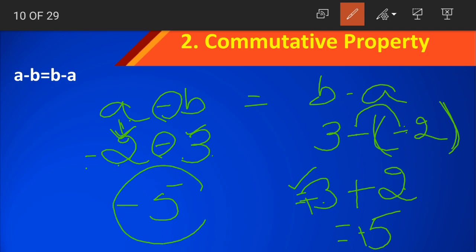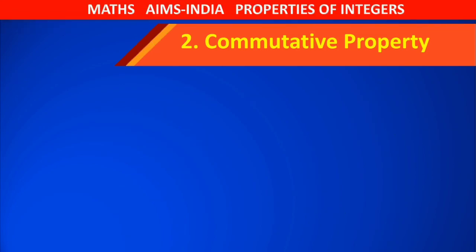Look at the answers here. LHS is minus 5. RHS is 5. Is a minus b equal to b minus a? a minus b is not equal to b minus a. So subtraction of integers does not satisfy the commutative property. Okay class, clear? You can try this with any different integers. Whatever the integers might be, the answer will not be the same. a minus b will not be equal to b minus a.